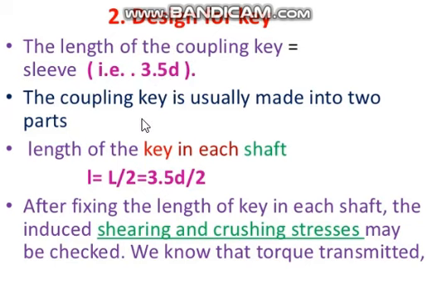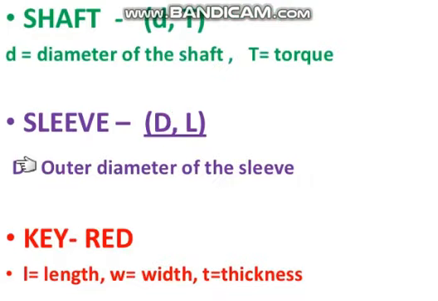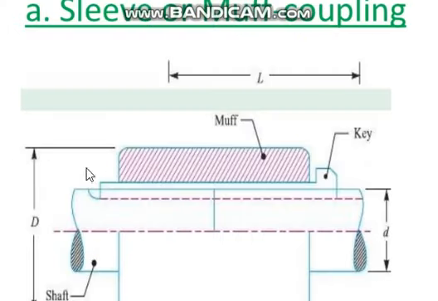Okay, the coupling key is usually made in two parts. Here I have shown you, everything is shown as one key. Sometimes you may ask, you are saying L is from here to here only, but the key is longer. That means the key should be at least that much length, and it can extend a little more.